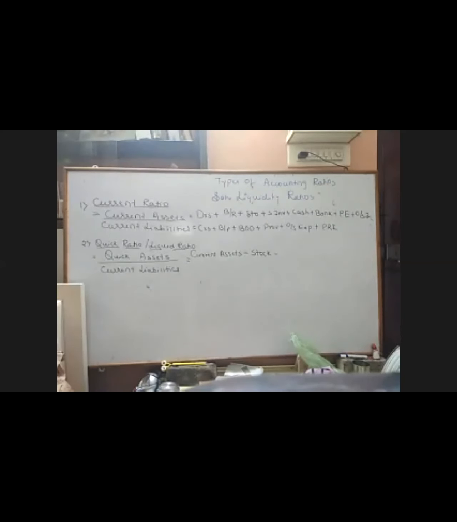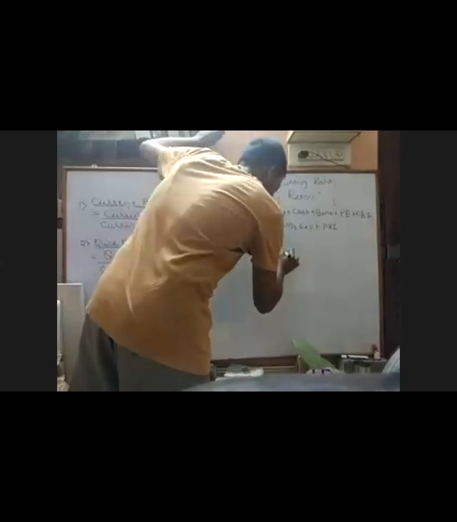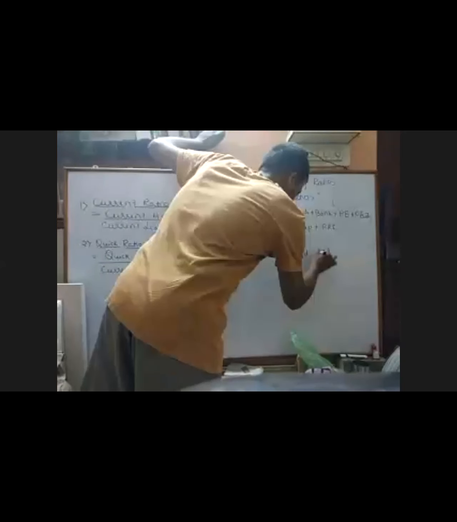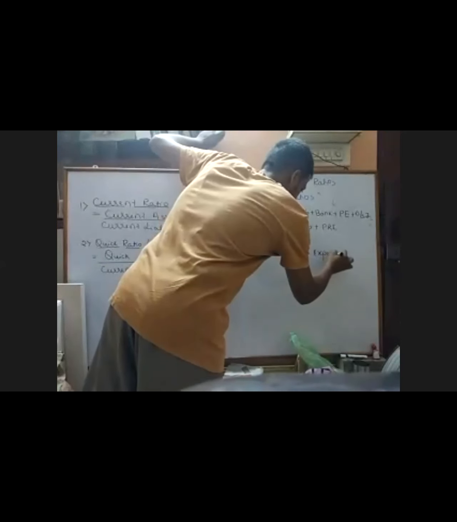Okay, so now quick assets is equal to current assets minus stock minus prepaid expenses. I'm not going to write the current liabilities formula because it is the same as above. We have already given it, so no need to write it twice.